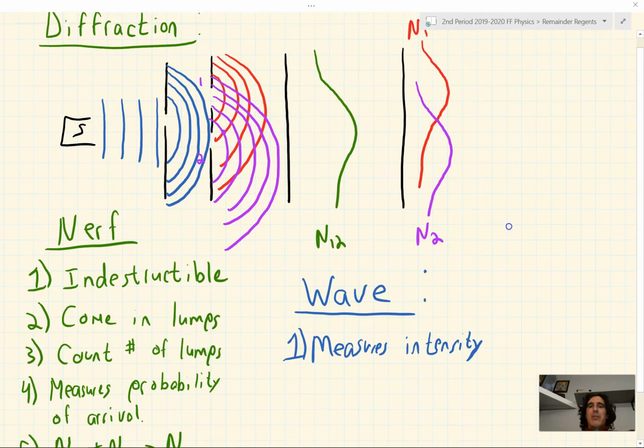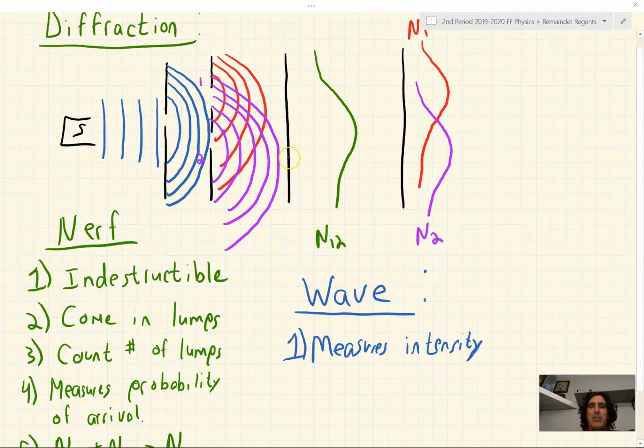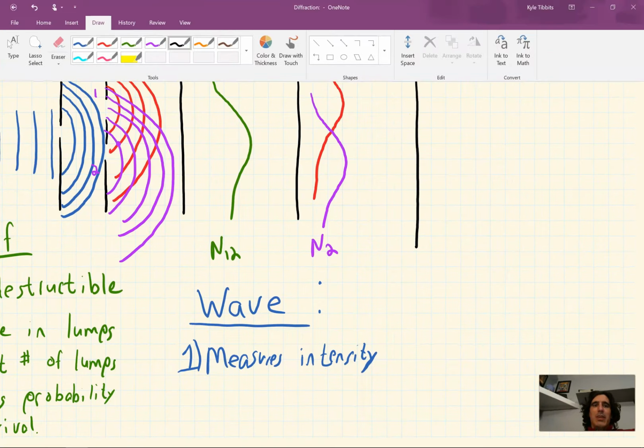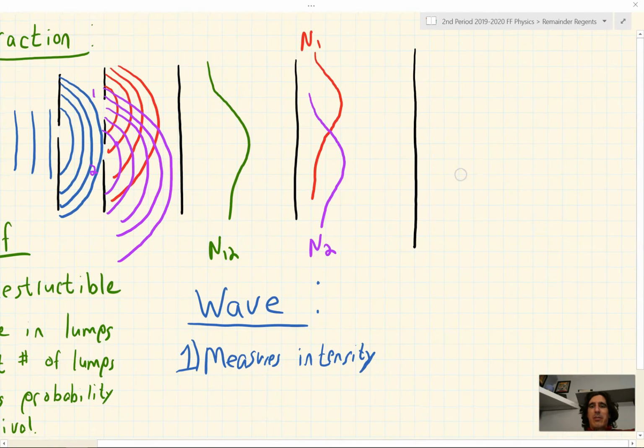And what we can do is make another screen. So we'll look at the wall that the waves hit. We're going to draw it farther to the right. And as we can see, we're going to get maximum constructive interference right in the middle of the source. And then we're going to get periods of destructive interference, constructive, destructive, and so on and so forth.